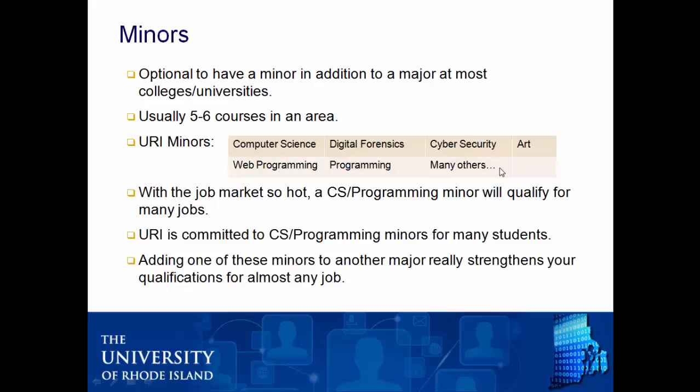As I mentioned earlier, many universities offer the opportunity for students to minor. So they have to major in something, but they can minor in one or more other things. A minor is usually 5 or 6 courses in a concentrated area. Here are some of URI's minors. You can actually minor in computer science. We've been talking about the major, but if you want to minor in computer science and say major in physical therapy or education or art or business, then you can minor in computer science.